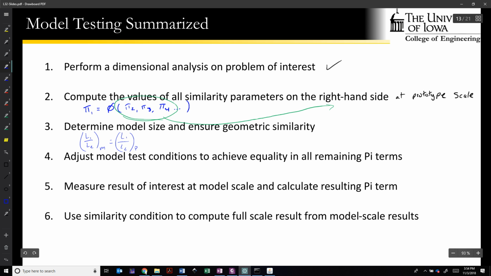Next is going to be to pick the model conditions. The choice of fluid, the velocity, etc., at which we're going to test the model experimentally in order to match all remaining pi terms on the right-hand side.